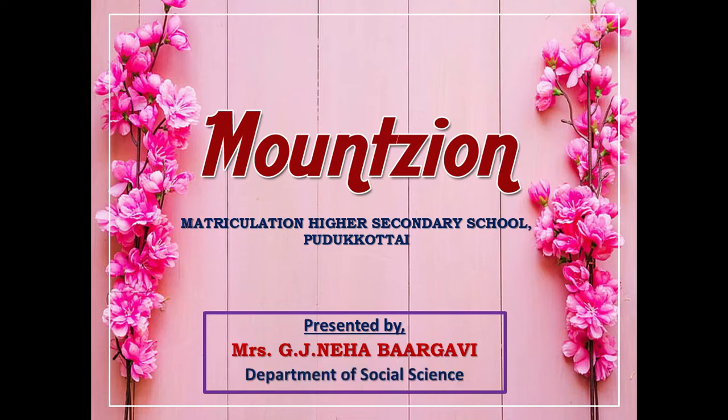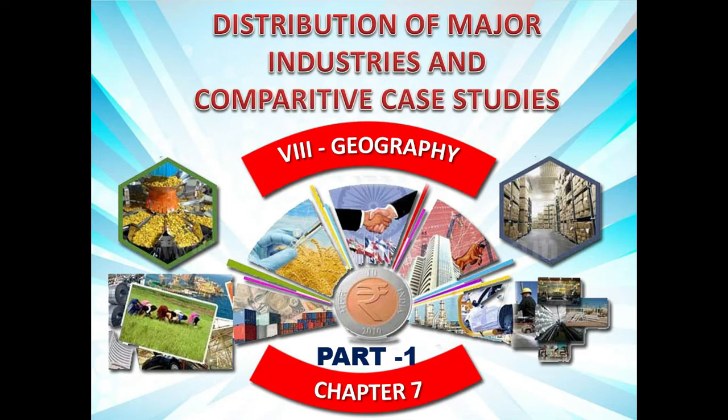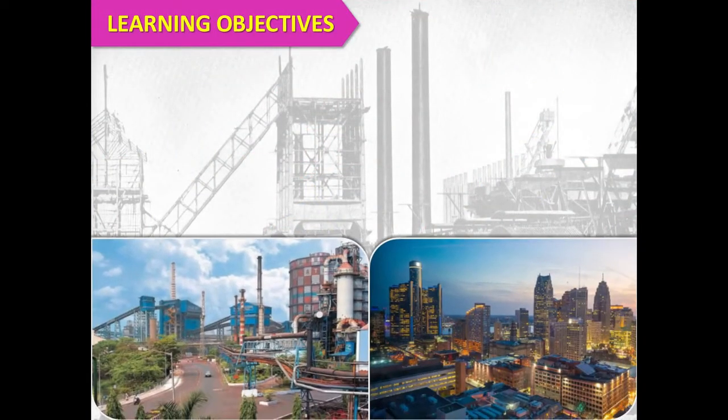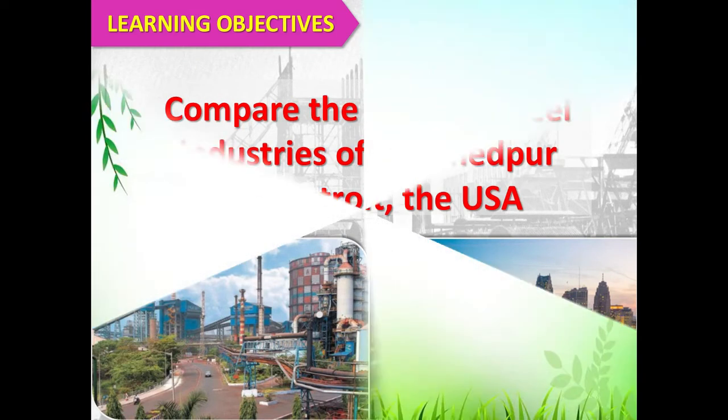So let's go to the topic, that is geography, chapter number 7. The topic is distribution of major industries and the comparative case studies. So what are the learning objectives we are going to learn from this chapter, children? That is a comparison of the iron and steel industries of Jamshedpur and Detroit, the USA.